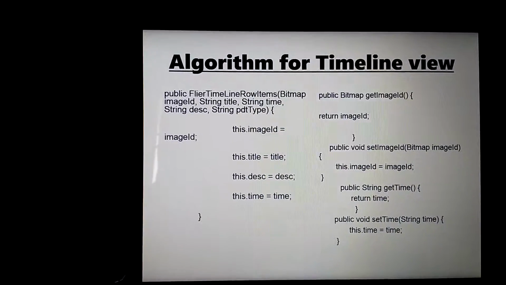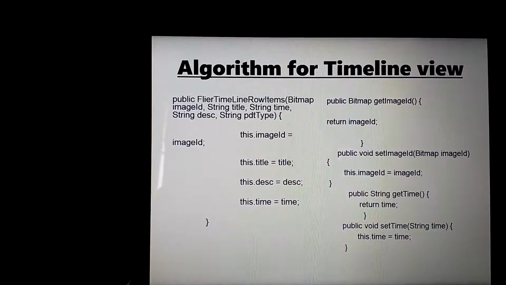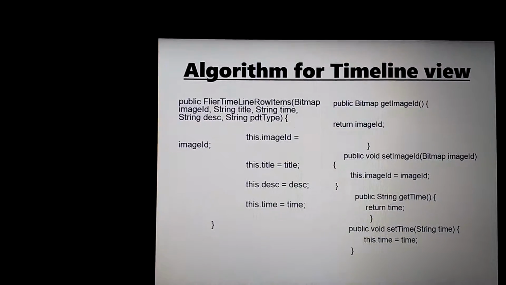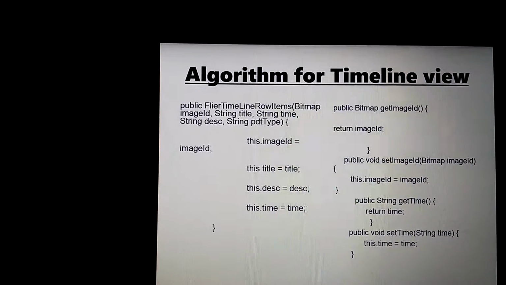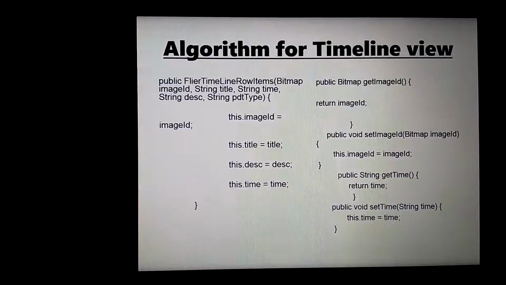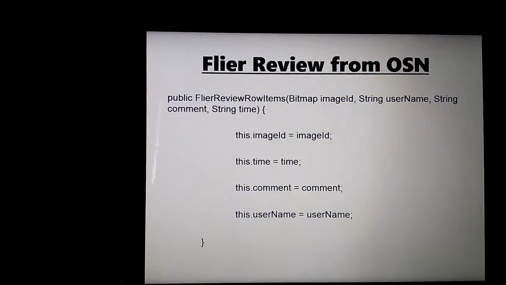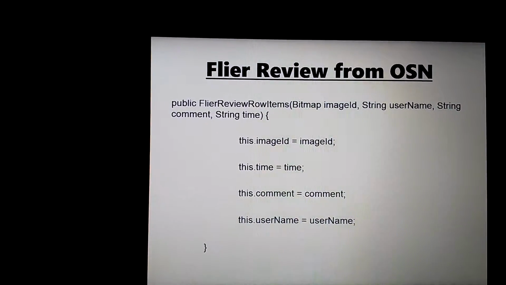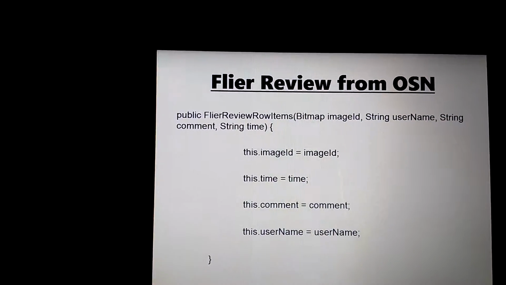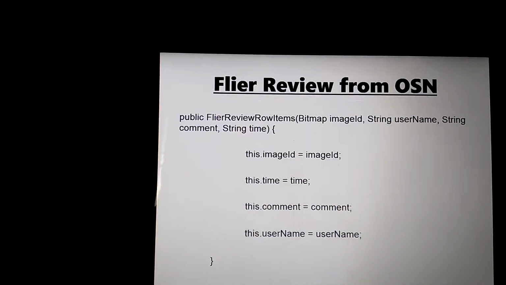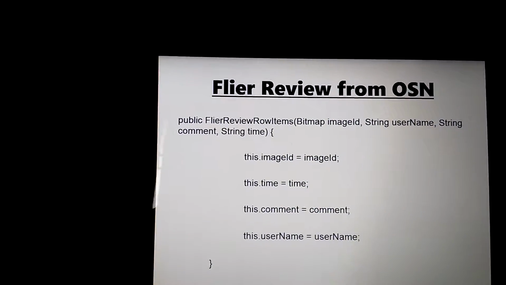This is an algorithm for timeline view. We get the image ID, title and description of it, and also its time. And when all these are shown in the application, if you see, this one is for OSN, that is online social networking. We get the image ID from the social networking site, and the time and the comment, and the username of whoever has commented or uploaded the picture.